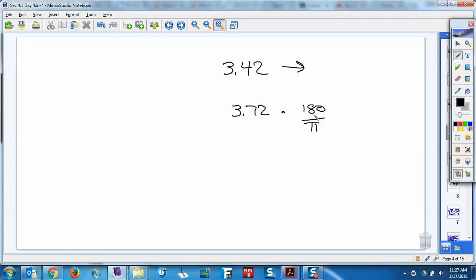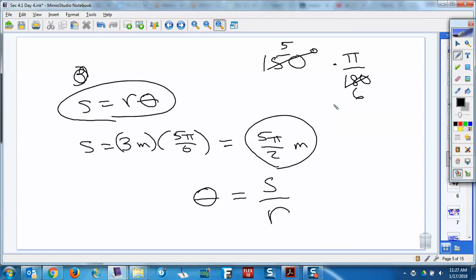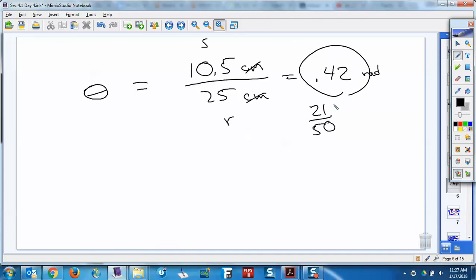Okay, and remember, why would we do 180 over pi? Because radians are going to cancel radians, and we're going to end up with degrees, and that's why we do 180 over pi. Okay, all right. Anything else? All right, let's move on.